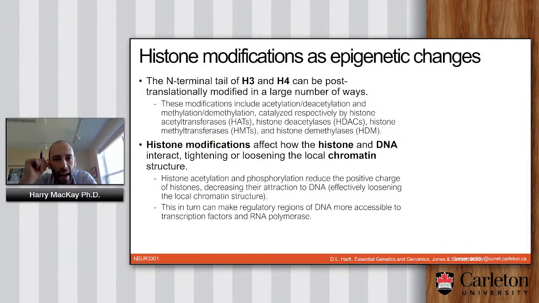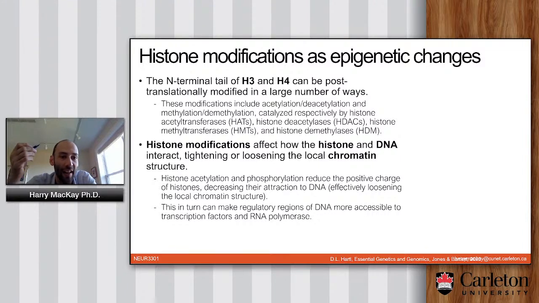And histone modifications are a type of epigenetic change that affects these histones and how they interact with DNA. So it's possible to take the N-terminal tails of the H3 and H4 proteins and add different kinds of things to them that change their relationship with the genome or with the DNA.